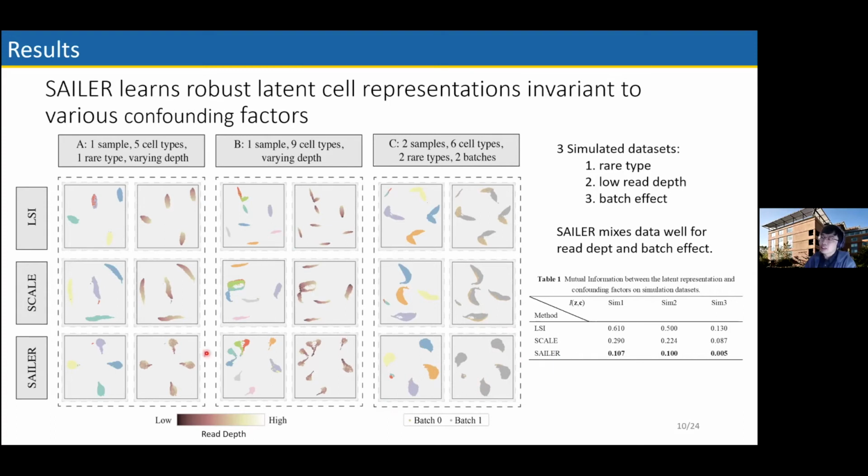And this mixing can also be quantitatively measured. We calculated the mean mutual information for the embedding generated by each method, and SAILOR achieves the lowest mutual information between latent representations and confounding vectors on all three datasets.